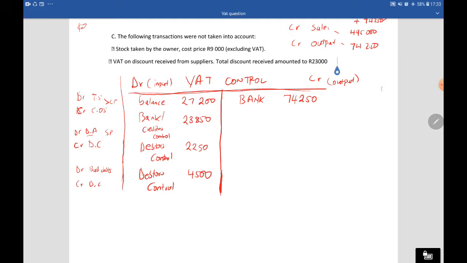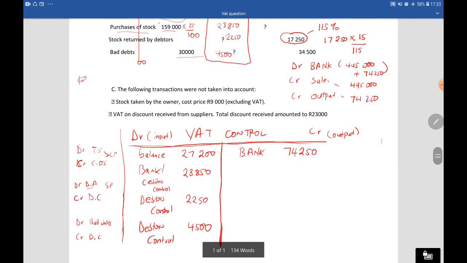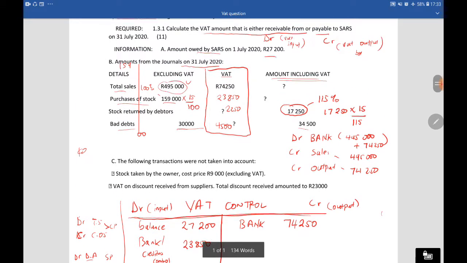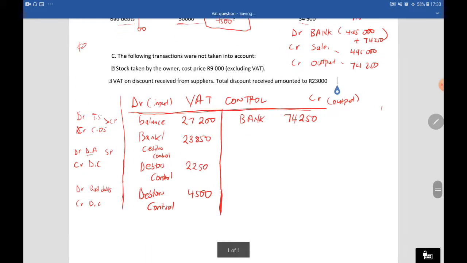Right. Okay, the following transactions were not taken into account. So even here for bad debts, we could have simply just said amount including VAT subtract amount excluding VAT. So 34,500 subtract 30,000 gives you 4.5, right? Fine.